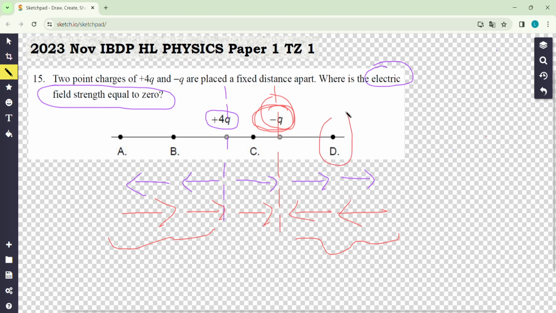So we should choose D, where its distance compared to that with the positive charge is shorter. So it is possible for the smaller charge to have a large enough electric field that can cancel the larger positive charge. So the answer is D.